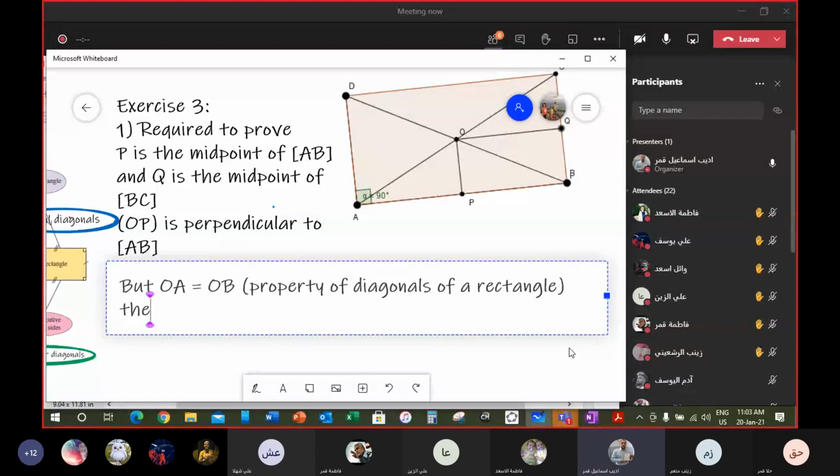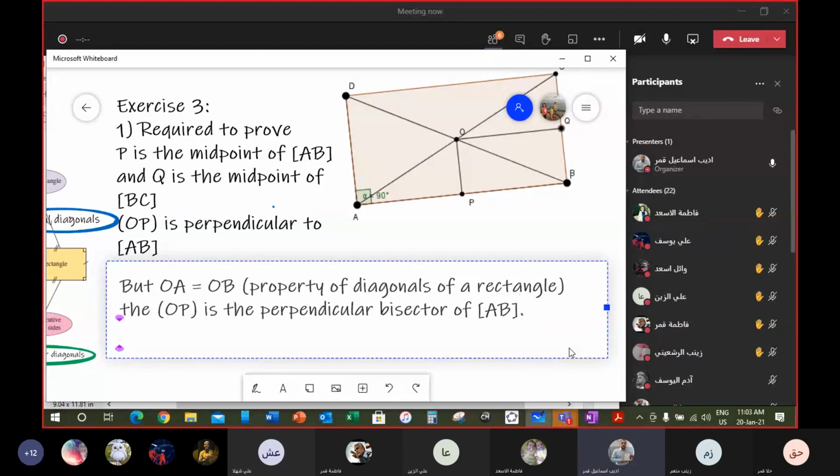Then OP is the perpendicular bisector of segment AB. نقول كمان P belongs to line OP, then it is the midpoint of segment AB. Okay.